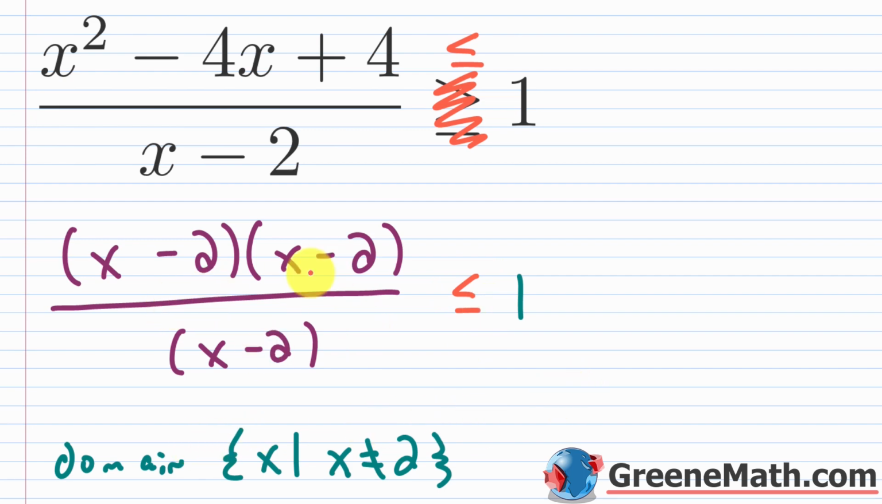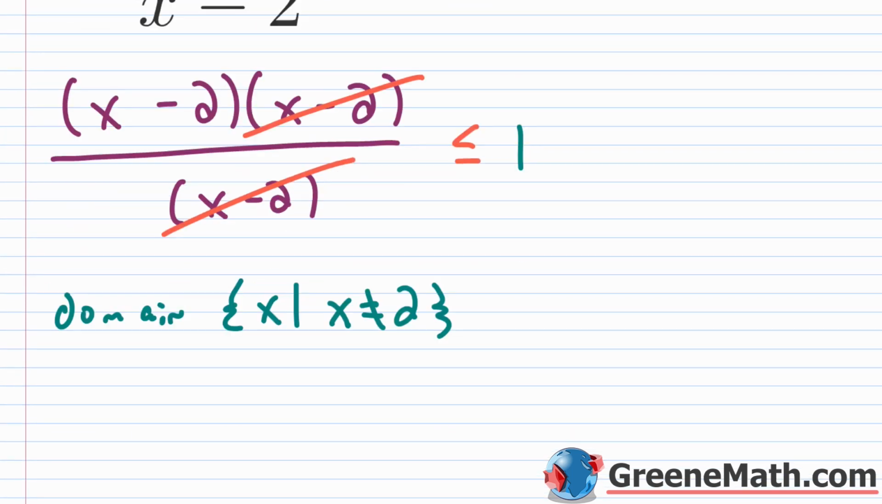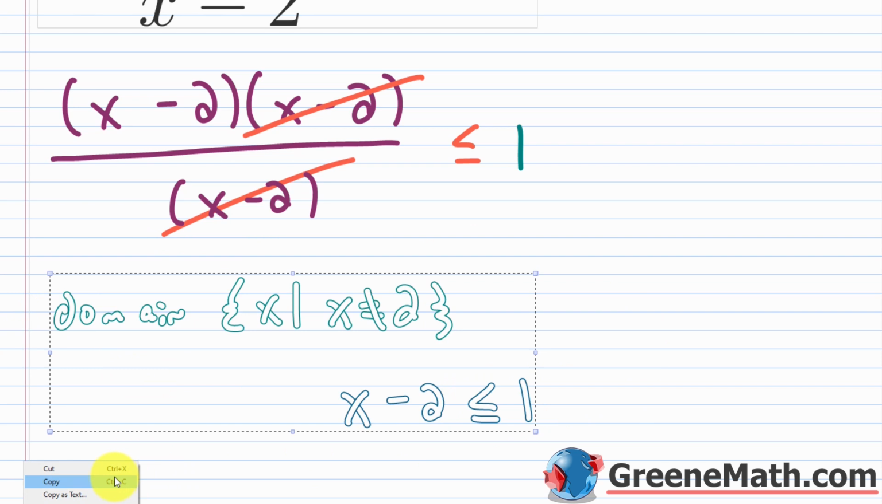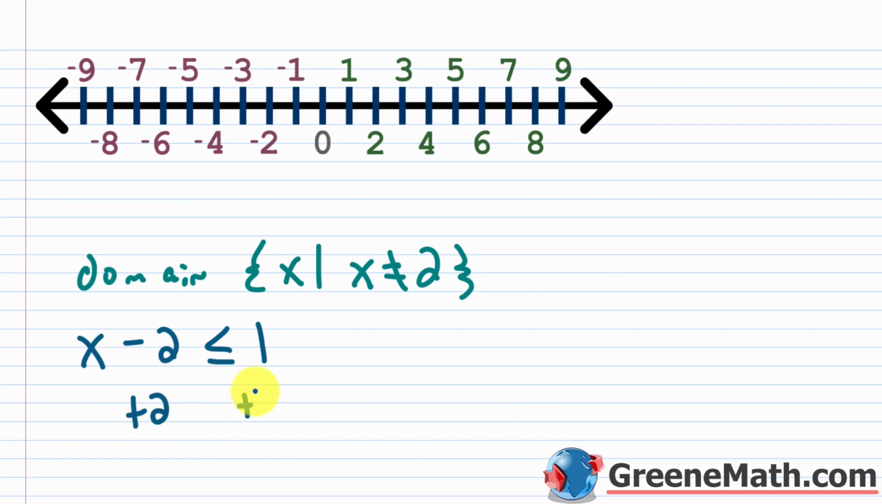All the factoring is the same. The domain is the same. I can cancel this with this just like I did before. But what's going to happen is you're going to have a little bit of an issue. So let's say that now we have x minus 2 is less than or equal to 1. Let's take these to the number line. So if I solve this and I add 2 to both sides, this cancels, and I get x is less than or equal to 3.